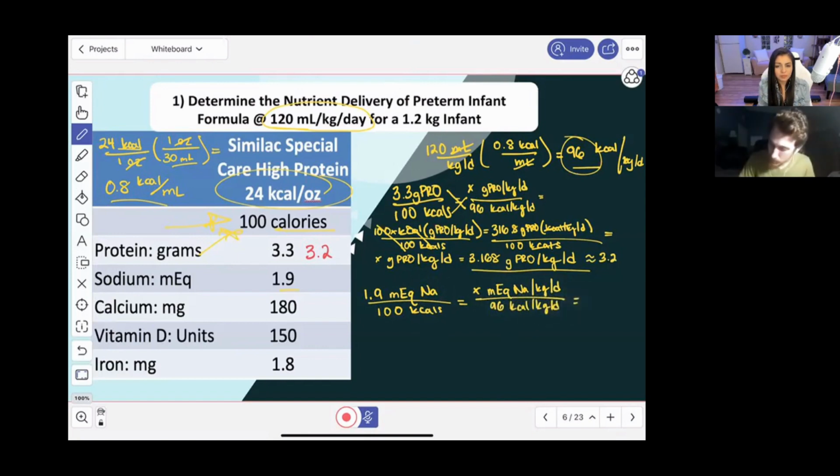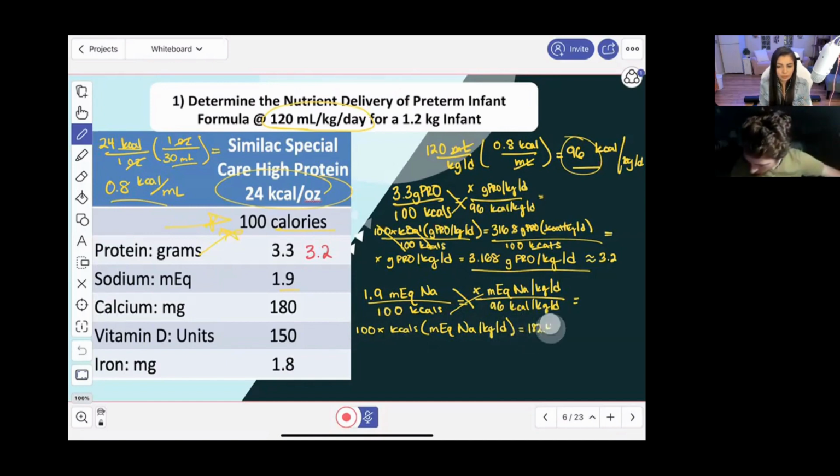What are we doing, Janine? Cross multiplying. So that's going to give us 100x kcals times milliequivalents sodium per kilogram per day equals this right here, which will give us 1.9 times 96 comes out to 182.4, and that's going to be milliequivalents times calories per kilogram per day.